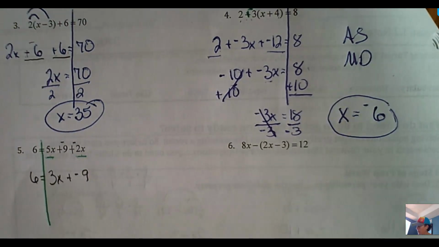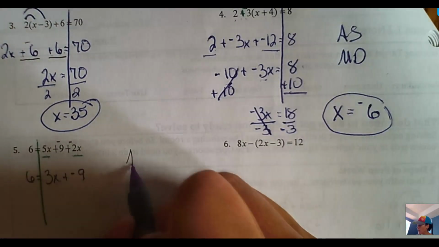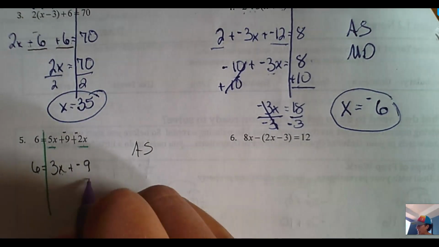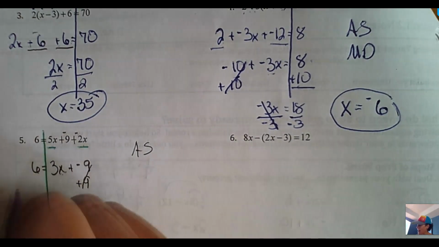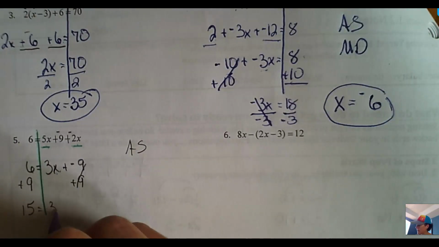And the third step of prep work, get the variable on one side. It already is, so here go my two-step equation. So I'm going to add, subtract. To get rid of -9, I'm going to add a positive 9. It's gone. 6 plus 9, I get 15.